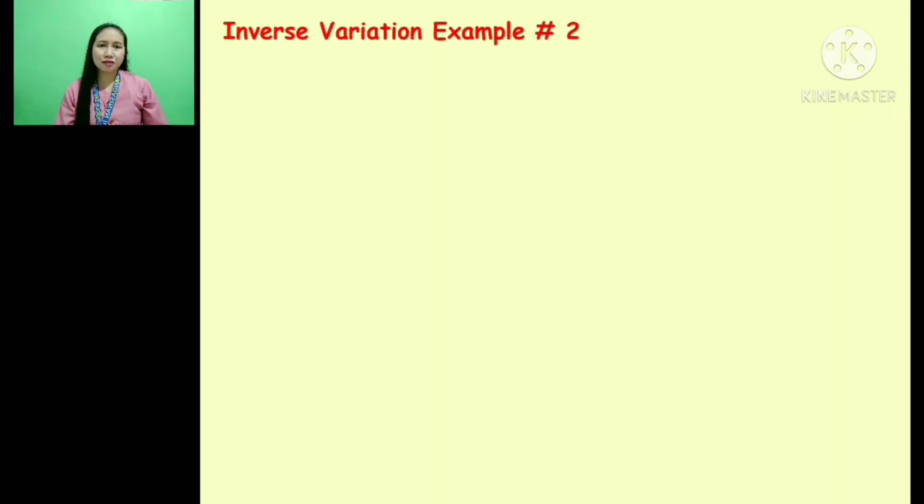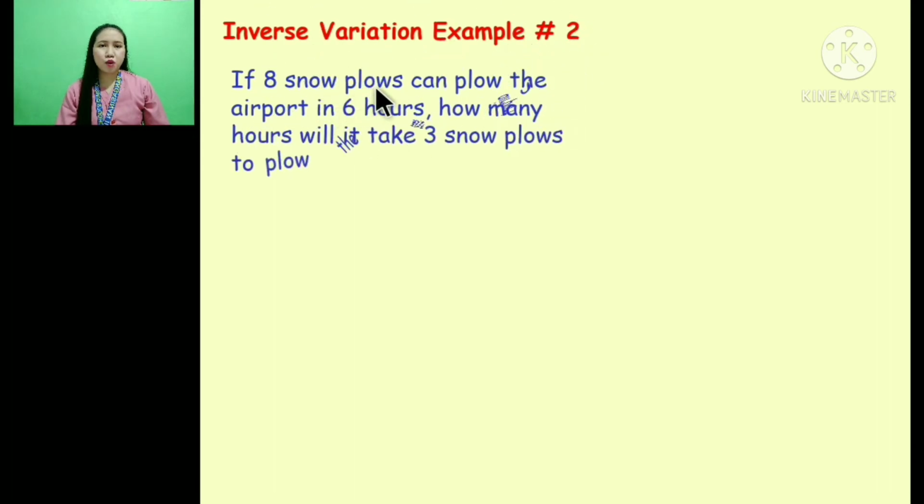Okay, next we have inverse variation example number 2. If 8 snow plows can plow the airport in 6 hours, how many hours will it take 3 snow plows to plow the same airport?